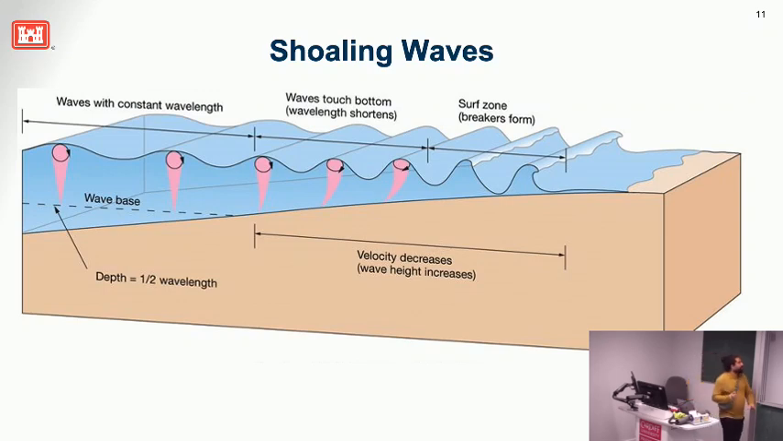This is another schematic showing that in deep water, the wave orbits don't touch the bottom, right? So it's like a circle, and then as they get closer to the coast, you can see the speed goes down, the velocity decreases, and then the height increases.